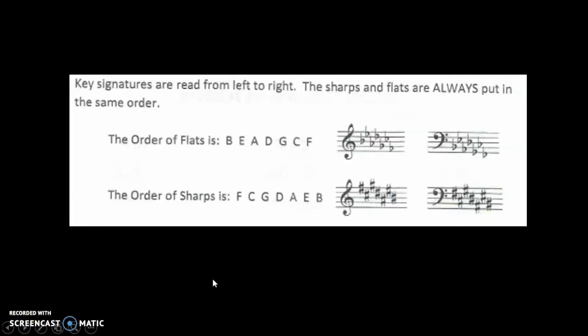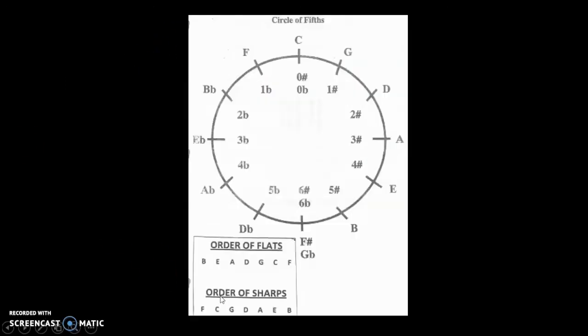Now, remember we talked about orders of flats and sharps. This helps us remember how many flats and sharps are in a key signature or a scale. And we read them from left to right. This will be very important to memorize in the future. And we also last time talked about the circle of fifths.